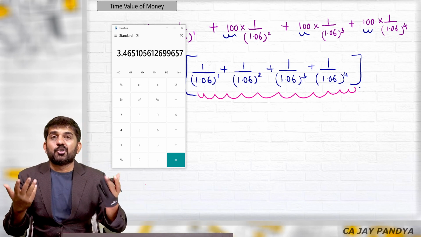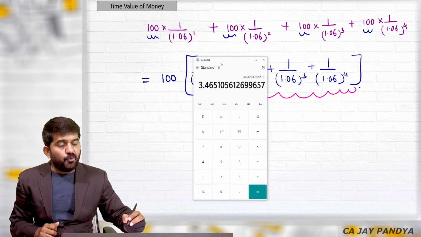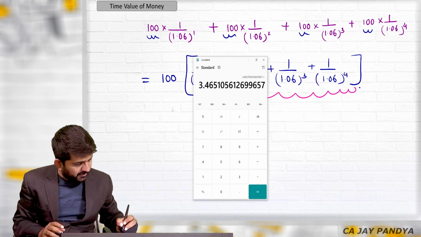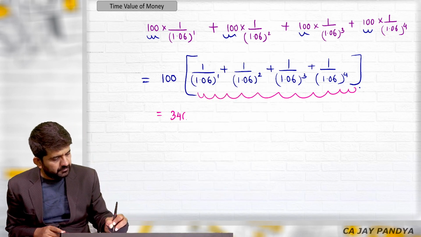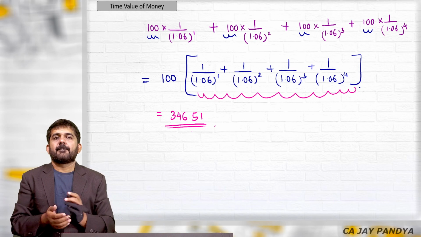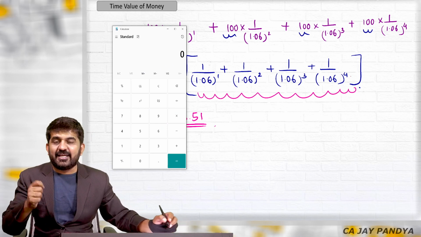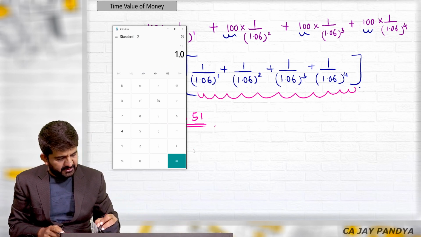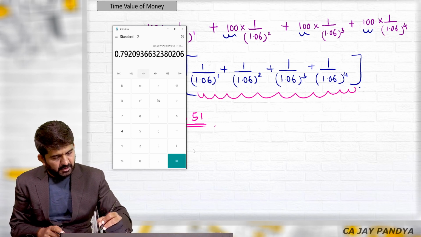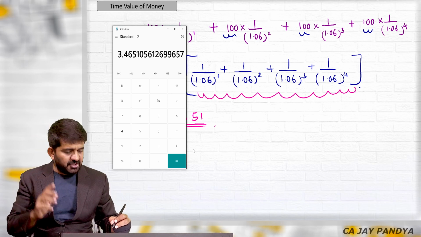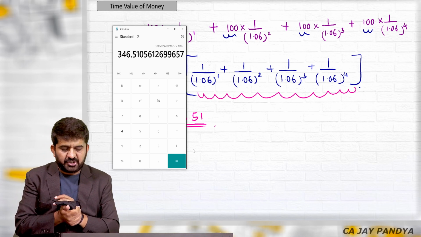This bracket total is 3.4510. Multiplied by 100, since we have taken 100 common, is 346.510. Last time I am doing it in my calculator. How to solve this bracket in my calculator? 1 divided by 1.06 is equal to M plus, is equal to M plus, is equal to M plus, is equal to M plus. MRC is the answer of this bracket. Multiplied by 100, which was taken as common, I will get the answer of this question, that is 346.51.